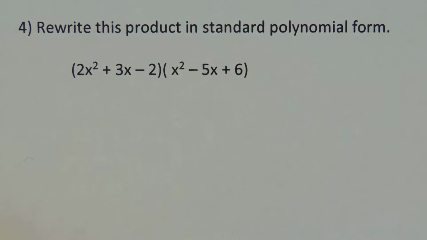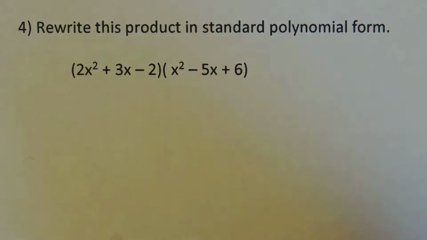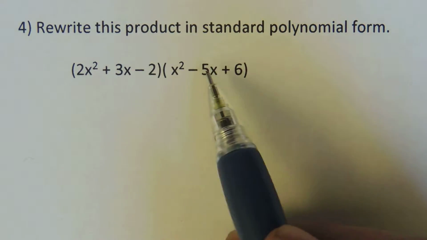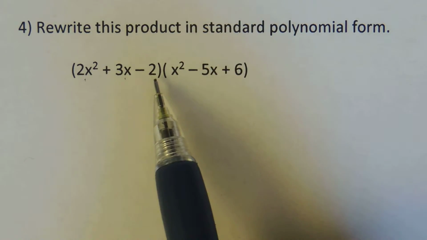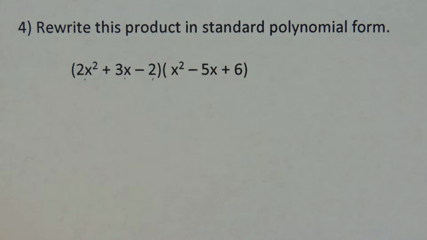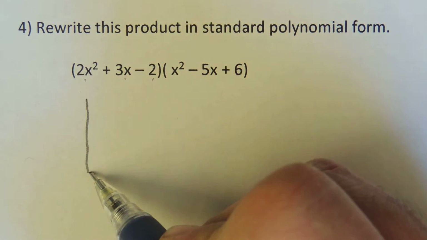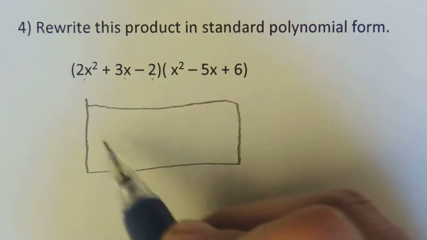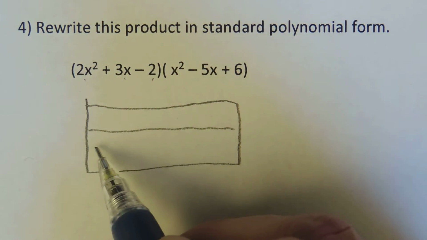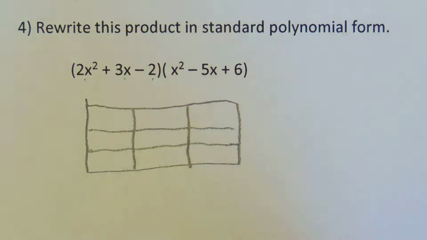Just like I did with multiplying two binomials or multiplying a binomial times a trinomial, I have to take each one of these terms and multiply it by this term, multiply it by this term, multiply it by this term. To do that, I'm going to draw an area model. A lot of people like to do it other ways. I think the area model is the easiest way to keep track of everything.